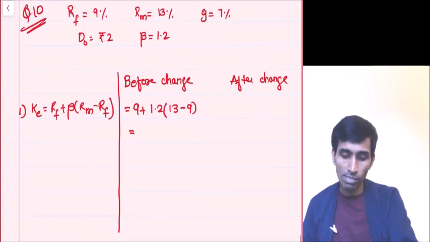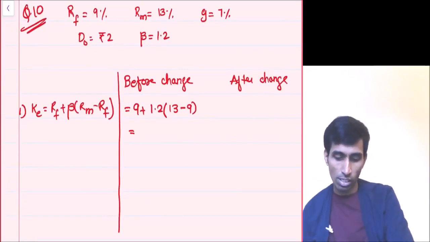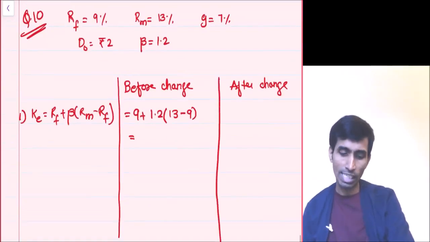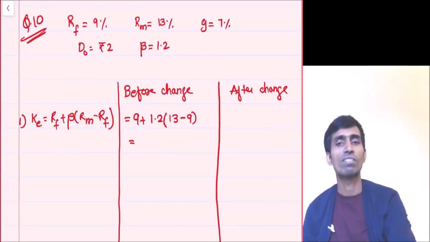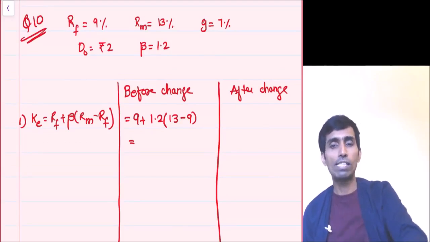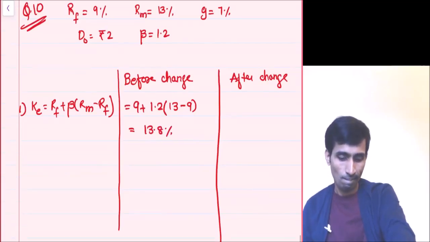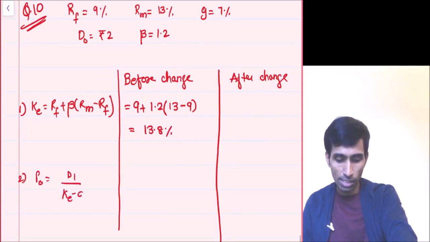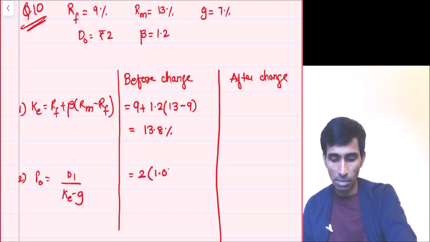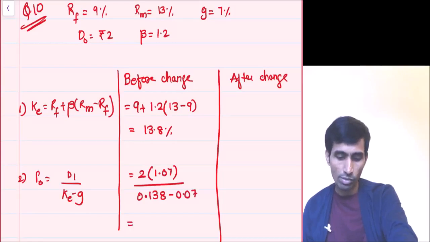So I have made two columns, before change and after change, and I am applying the formula 9 plus 1.2 into 13 minus 9. So 13 minus 9 becomes 4, 4 into 1.2 is 4.8, so this becomes 13.8. Second, P0 is equal to D1 upon KE minus G. D1 is the current dividend 2 into 1.07, the constant growth of 7%, upon KE, which I just calculated as 0.138, minus growth of 0.07. So I'll calculate the answer.